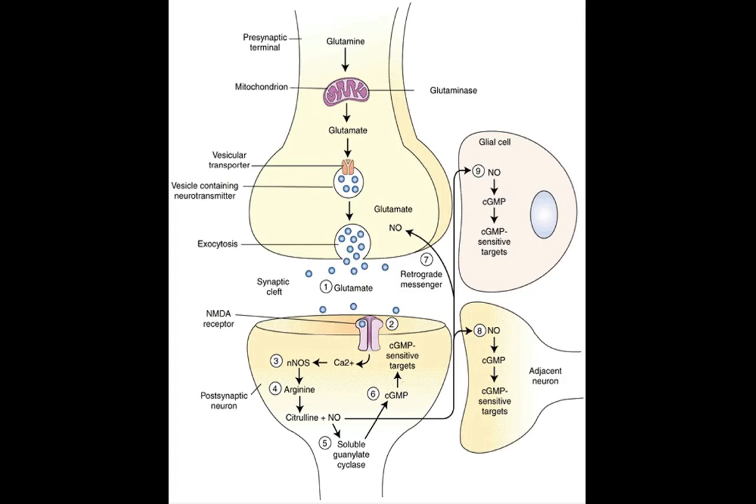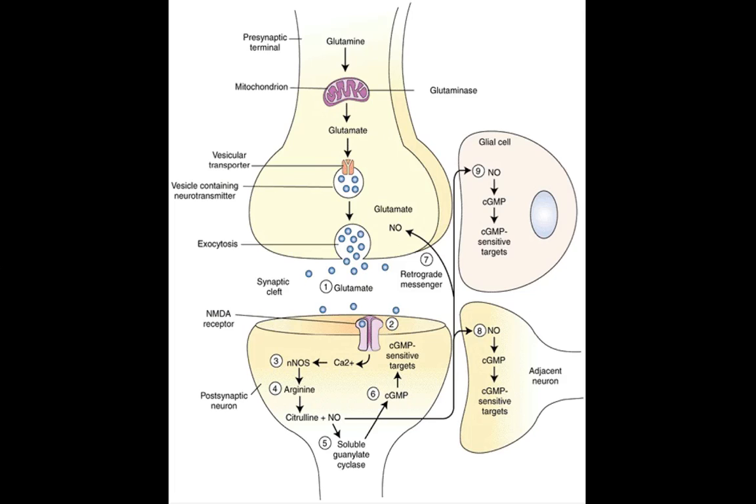Oh, one last thing. The nitric oxide, when it diffuses out of this postsynaptic cell, could have gone to adjacent neurons. It could have gone to the glial cell, and it could also diffuse into the presynaptic neuron. So that is just something else that I was supposed to point out.